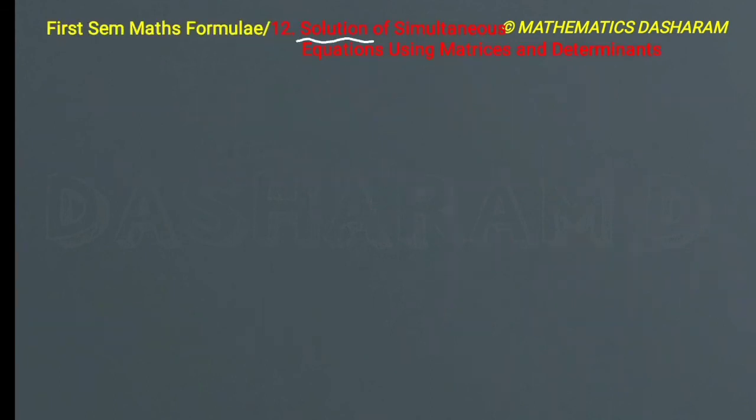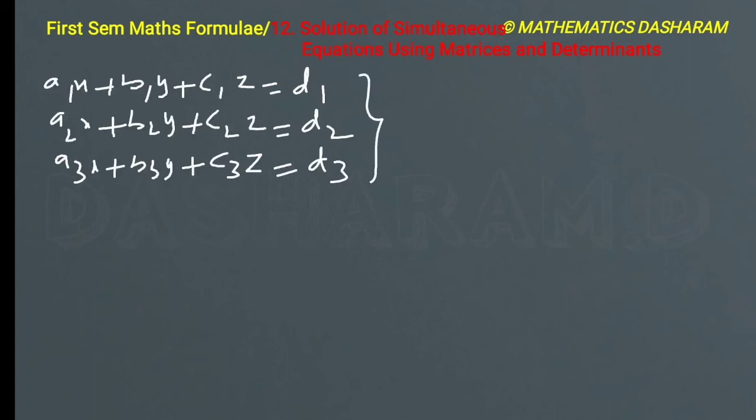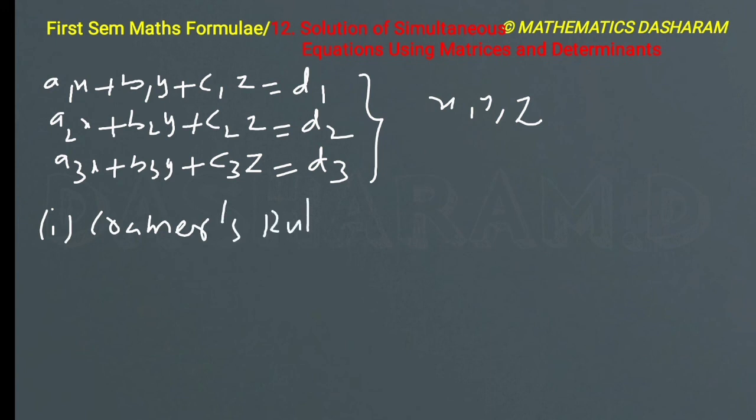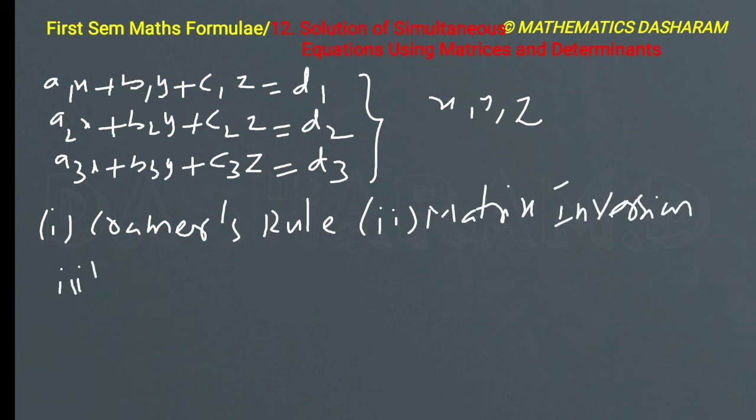12th chapter, solution of simultaneous equations using matrices and determinants. So this is a system of linear equations with three different variables x, y, z. To find the solution x, y, z, we have a total of three methods. First one is Cramer's rule method. Second one is matrix inversion method. And third one is Gauss-Jordan method.